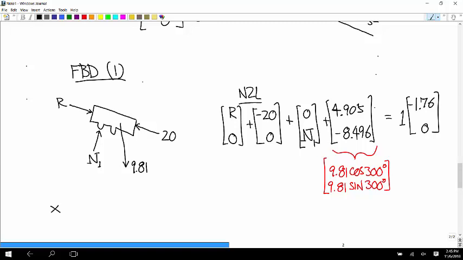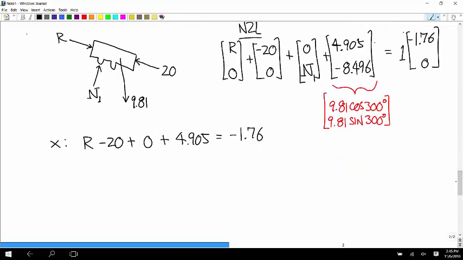And so the x equation says R minus 20 plus 0 plus 4.905 is equal to negative 1.76. And so R is equal to, can someone calculate that?